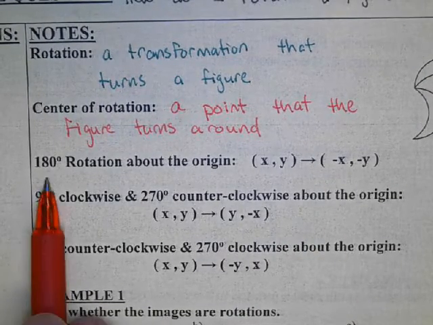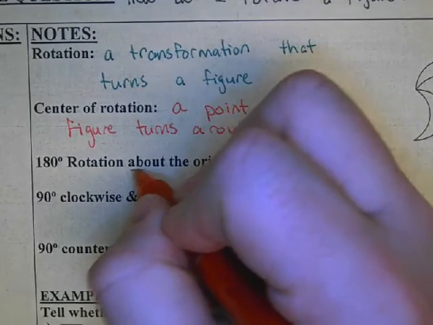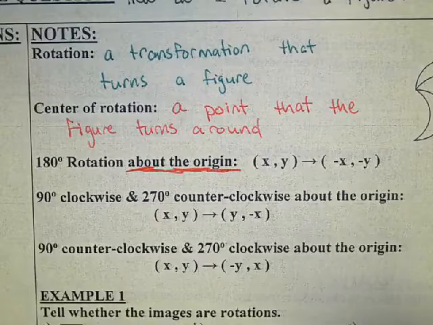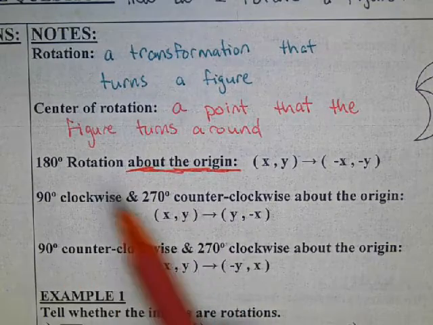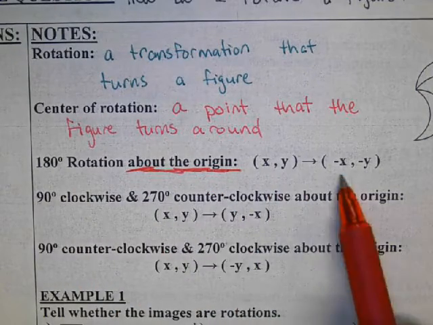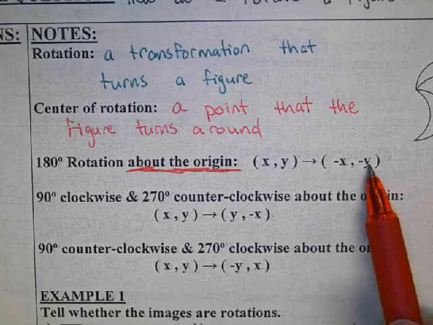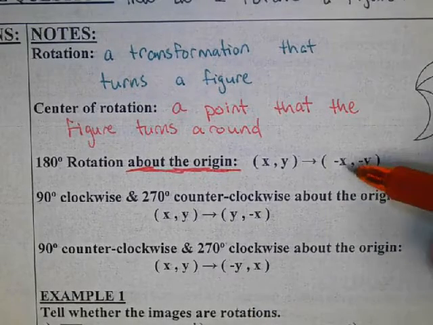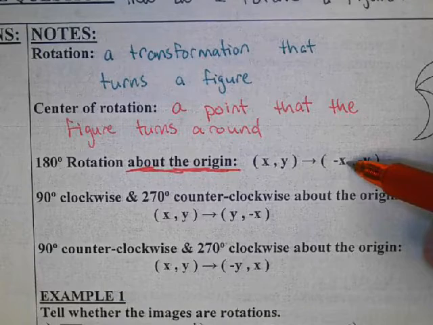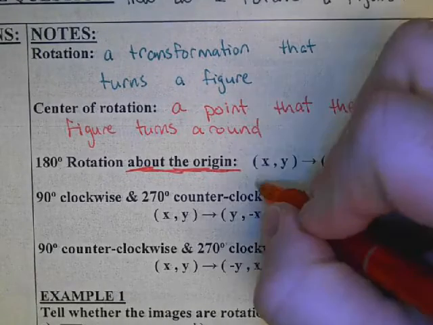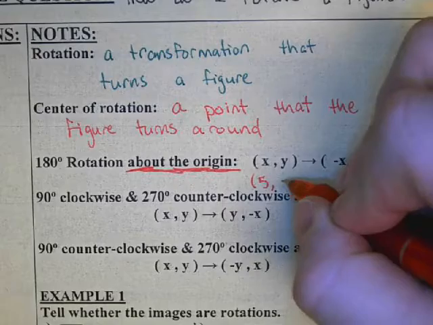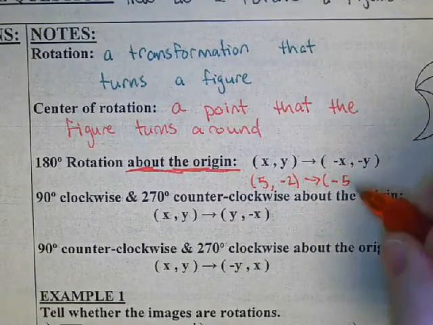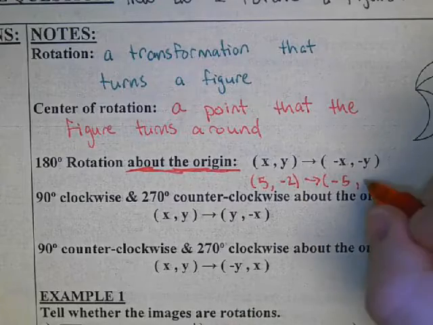So when you see a 180-degree rotation about the origin, what's very key is that all these rotations are occurring about the origin. So when you see a 180-degree rotation about the origin, x, y, all that happens is the sign of x changes and the sign of y changes. I want to stress, this does not mean that the x is negative. It means it becomes its opposite. So some examples would be 5 comma negative 2 would become negative 5. The opposite of 5 is negative 5, comma, and the opposite of negative 2 is 2.